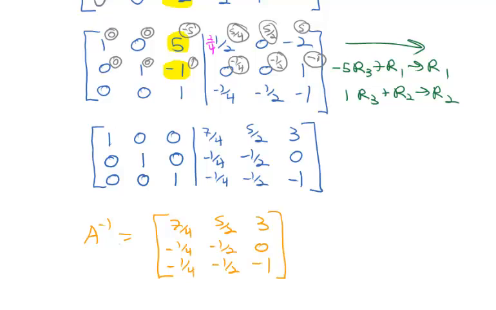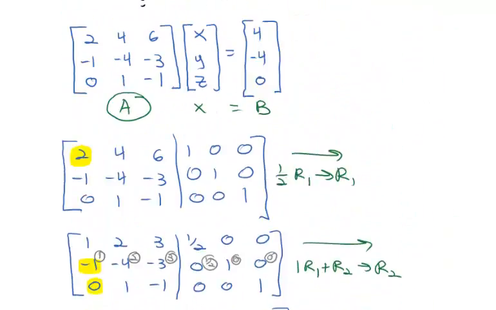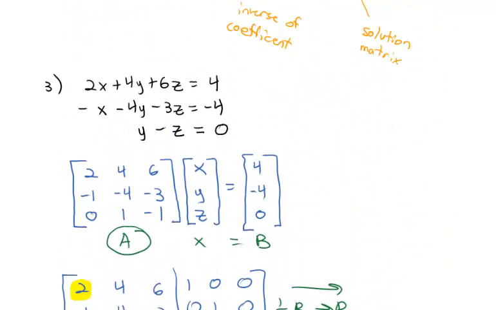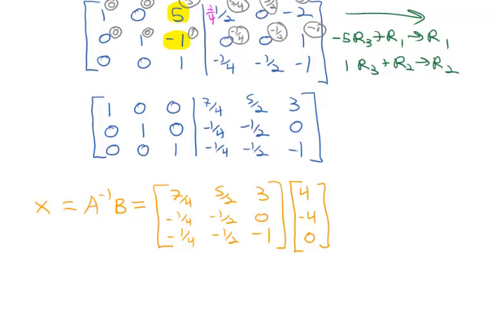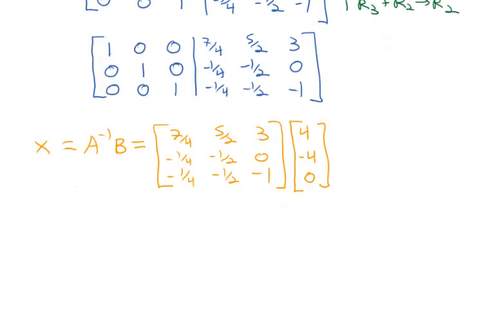We need to multiply A inverse times B. So give me a little more space here. A inverse times B is going to equal our solution matrix. So we're going to multiply by the matrix B, which was 4, -4, 0, I believe. Let's scroll up and make sure. 4, -4, 0. So when we multiply this out, it should give us our solutions for x, y, and z.